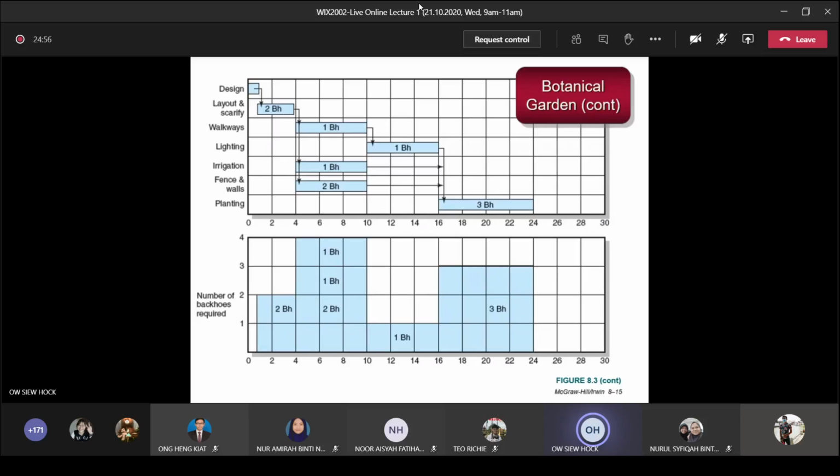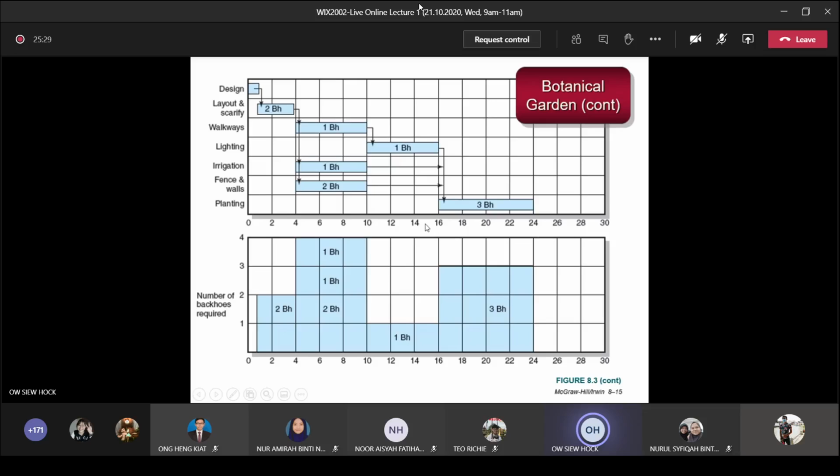So now how do you do leveling? You look at this network diagram, and you can see which activities can have slack. This line here shows the slack. You can see irrigation can have slack from period 10 until 16, so you have a total of 6 units of slack. And fence and walls also have the same slack of 6. Let's say assuming it's 6 days.